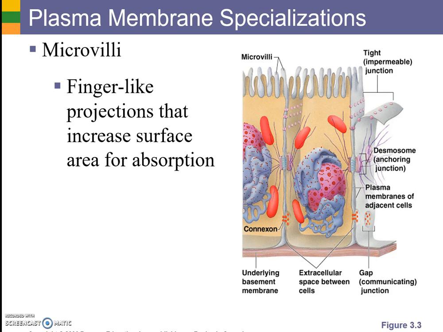And basically what we see in this picture is some tight junctions, which is almost like protein glue that's holding the membranes very close together. We see some desmosomes, which are basically like anchors. We see some connexons and some gap junctions, which basically are like little tunnels that, in the gap junctions in particular, will allow things, such as ions, to pass from one cell to another. And that's important, especially in cells like cardiac muscle cells.